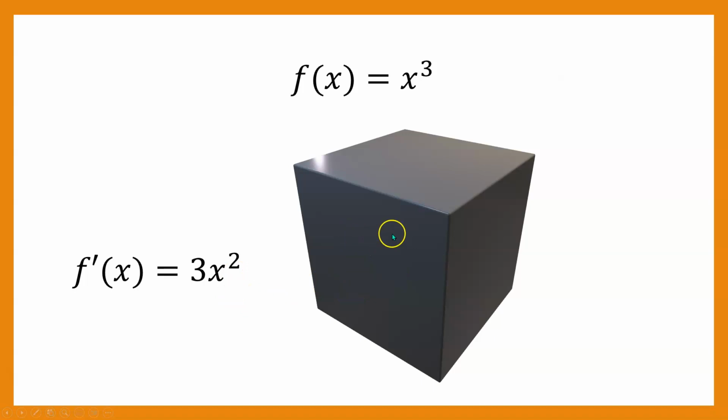And the amount that it grows by depends on how big that face of the cube is. But that face of the cube has an area of x squared, x by x. So it makes sense, or at least I think it makes sense, that the overall size or volume of the cube would grow at a rate that's proportional to 3 times x squared.